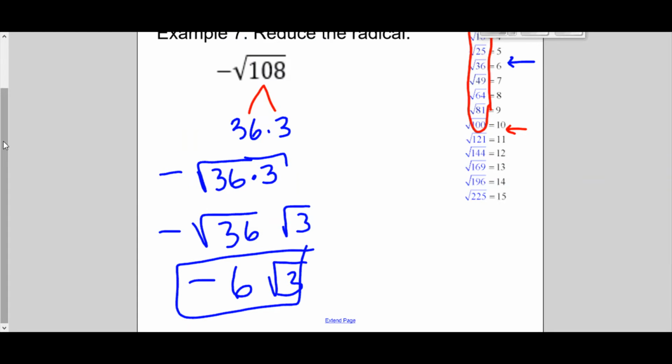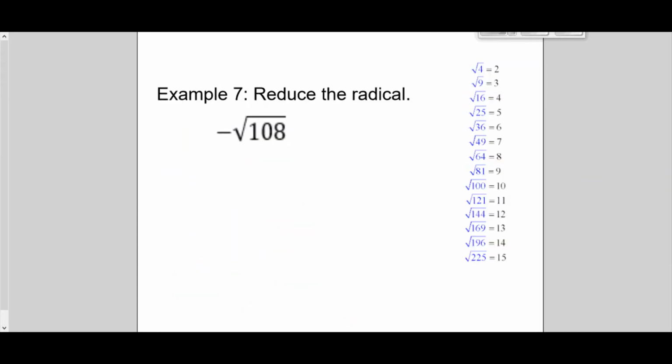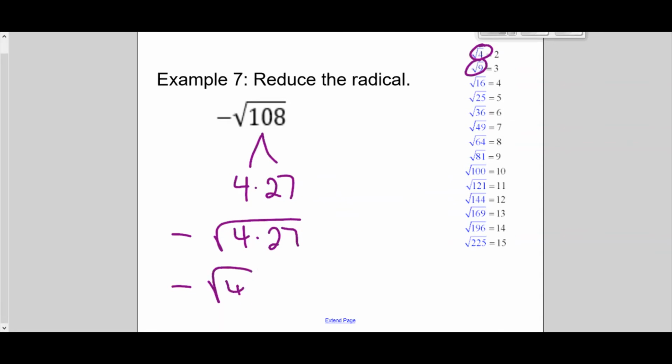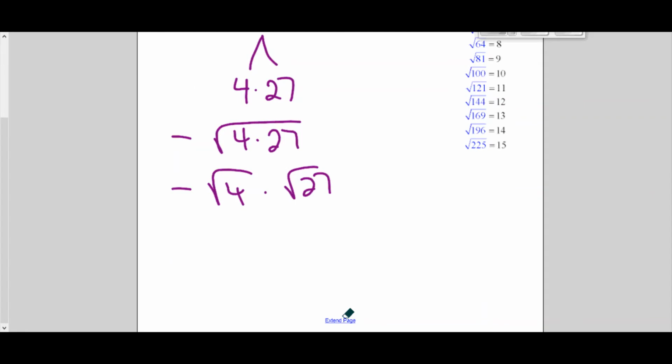So I want to show you this one under the assumption that you didn't choose 36. 108 is divisible by either 9 or 4 as well. So let's say you accidentally chose 4. What you would do is say, okay, well, 108 divided by 4 is 27. So I'd write that as 4 times 27, and then underneath the radical, 4 times 27. Split it up just like you would. So this would be square root of 4 times square root of 27. Well, we know the square root of 4 is 2, so this would be negative 2 square root of 27.